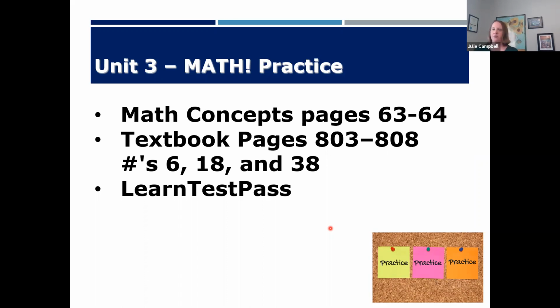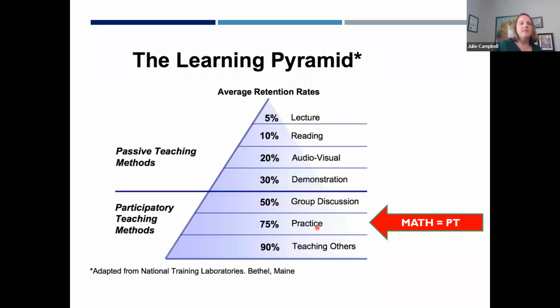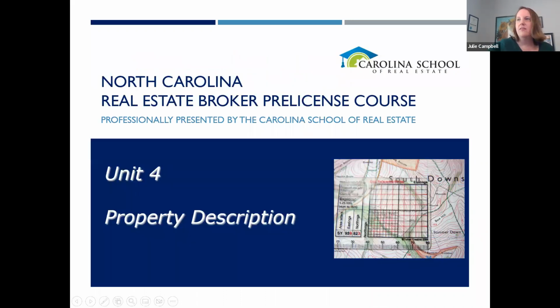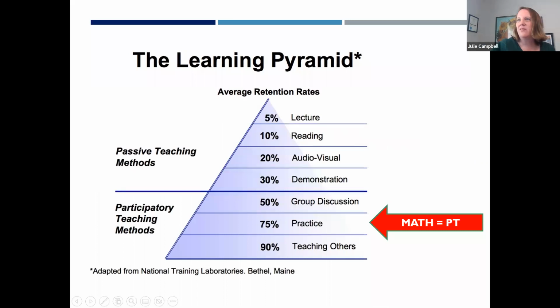And there's also some stuff in Learn, Test, Pass that I will show you in just a second. The other thing I want to show you guys, there's the idea of a learning pyramid. This is the learning pyramid for how adults retain information. You just get about 5 to 10% of the material sitting here in class watching me.